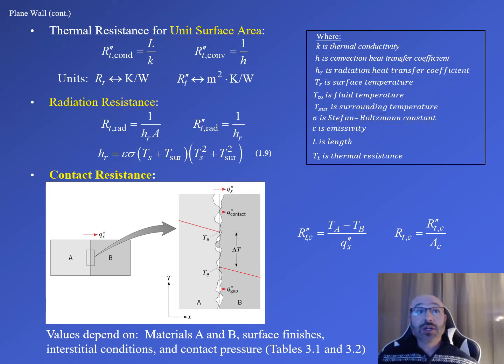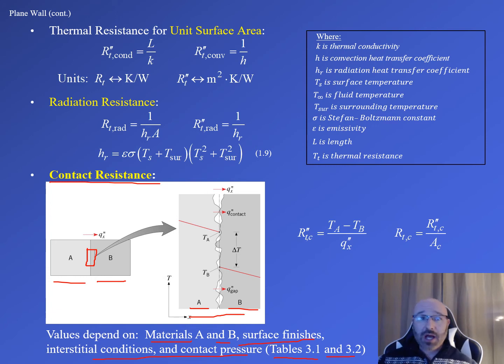So next I want to take a look at contact resistance. Down here in this figure we have two different materials, material A and material B, that are in contact with each other. If we take a look at this section and blow this up, over here to the right, again we can see material A and material B. A thing to note is that for this contact resistance, these values are going to depend upon a couple of different things. They depend upon what material A is, what material B is, what their surface finishes are, how smooth they are, and some more information and values that we can see, which I'll show in a minute, in tables 3.1 and 3.2 in your textbook.